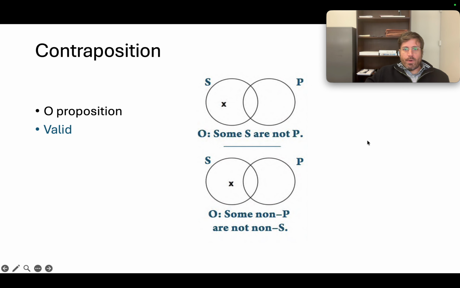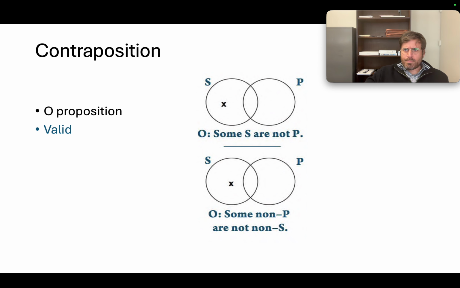O propositions, however, allow us to apply contraposition. If we begin with our particular negative, some S or not P, we have an X out in region 1 to indicate the existence of at least one subject that's not a predicate. And then if we apply contraposition, we flip-flop S and P and add the complements to both. The result is an O proposition. Some non-P are not non-S, and the only designated place for that X is still region 1. These are logically equivalent sentences.